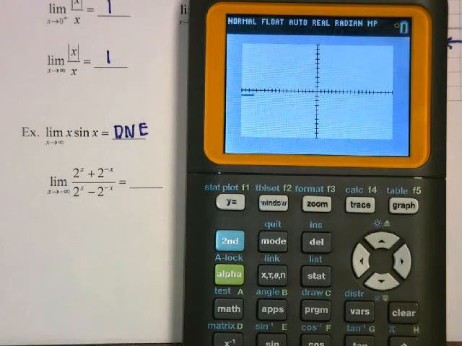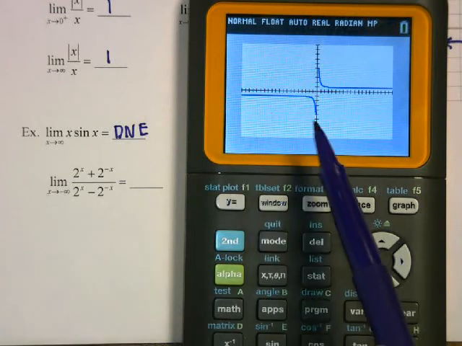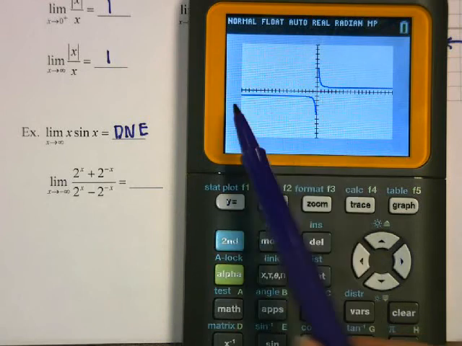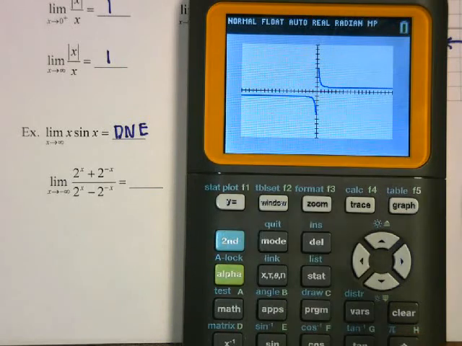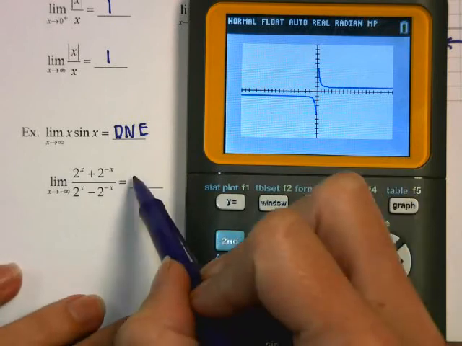We'll graph it, and we'll adjust our window if we need to. So we're looking at this graph as we go to negative infinity. So those things are approaching an asymptote, which appears to be at negative 1.